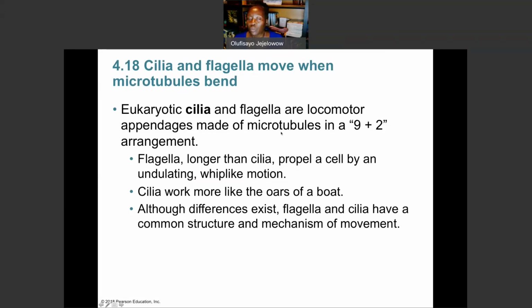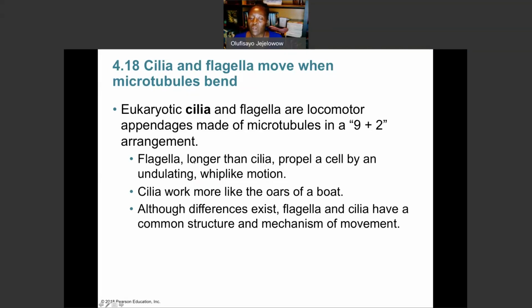The microtubule arrangement in cilia and flagella is referred to as a 9+2 arrangement, in which a pair of microtubules are in the center of a circular ring of 9 pairs of microtubules around.